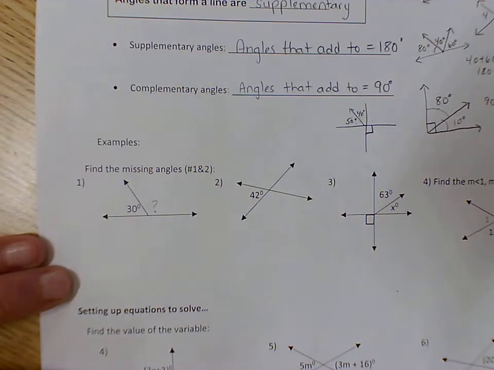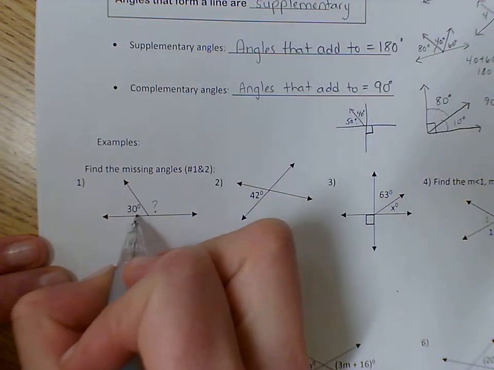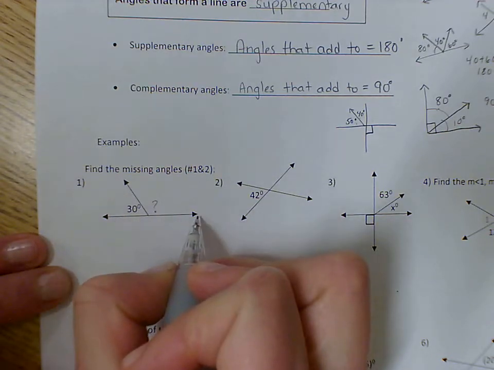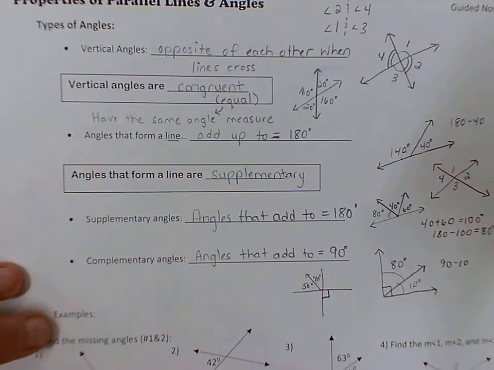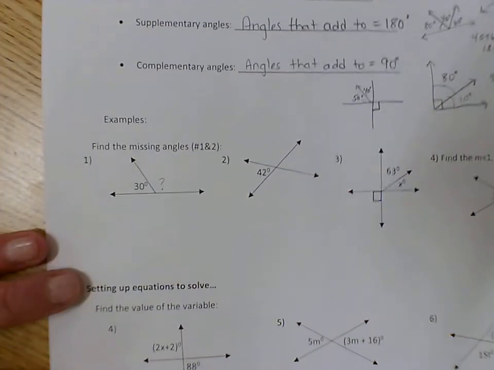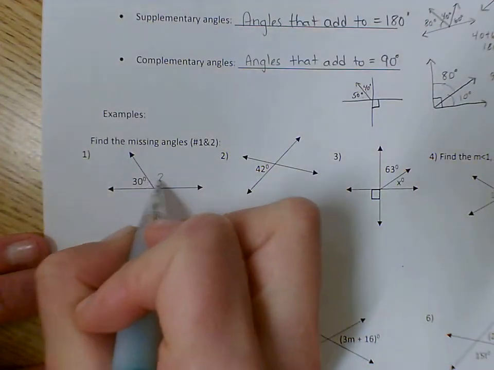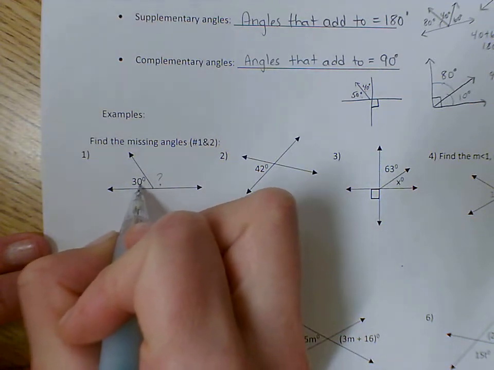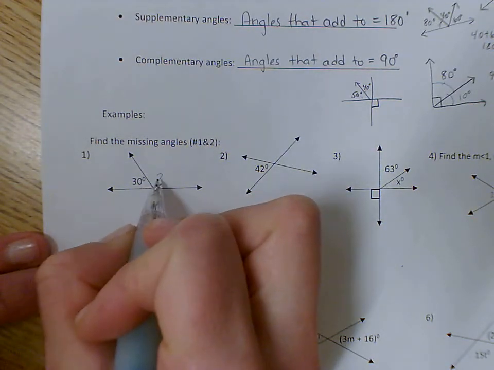So if you look at this one, you've got an angle and another angle, and they're forming a line. So that means that they are going to add to equal 180. Okay, so if I take whatever the angle measure is here and add it to the 30, it should equal 180. So how do I find that one?